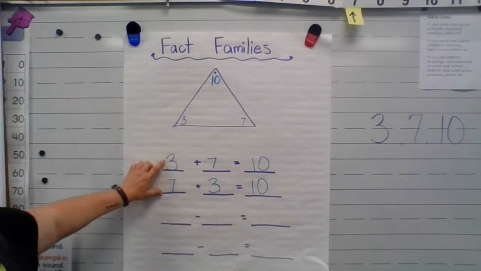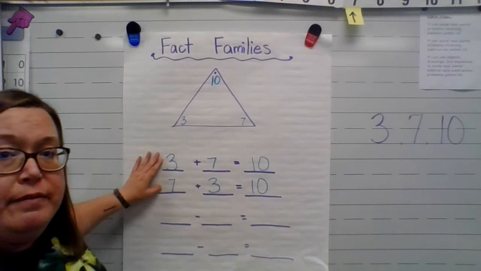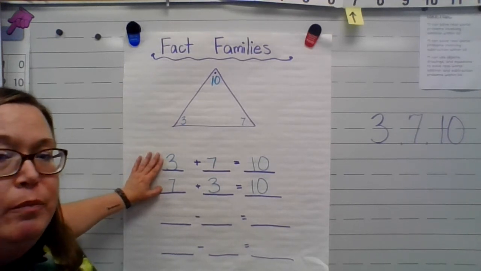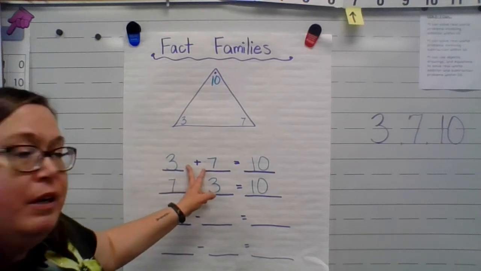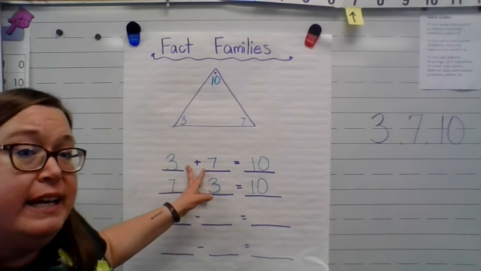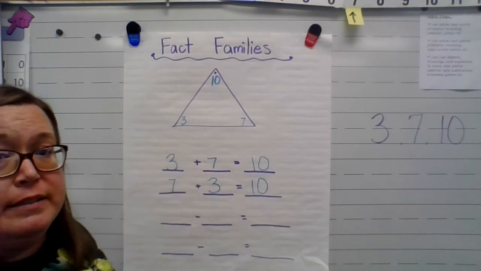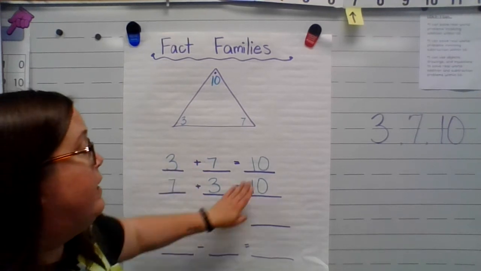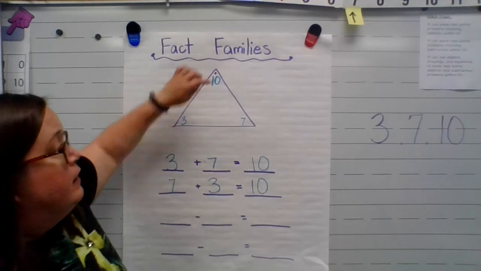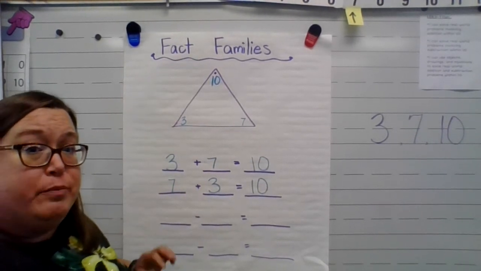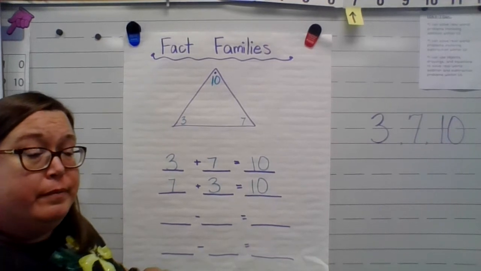And that is called a turnaround fact. And we'll talk more about that as the year goes on. But the two numbers that you add together, they're called the addends. You can always flip-flop or turn around the addends, okay? Just remember that, as long as the biggest number is your answer in an addition problem, okay?